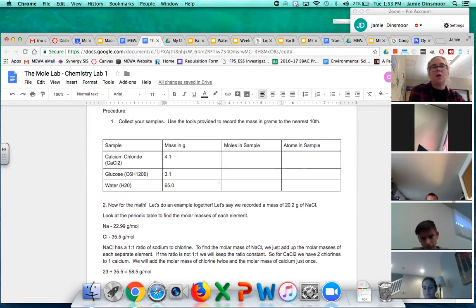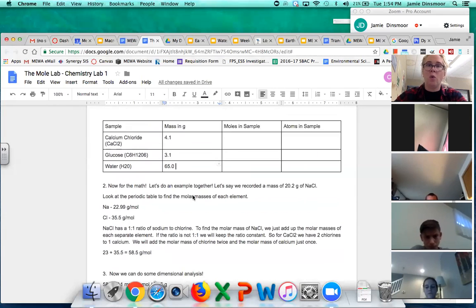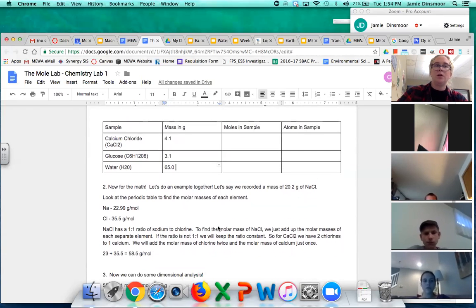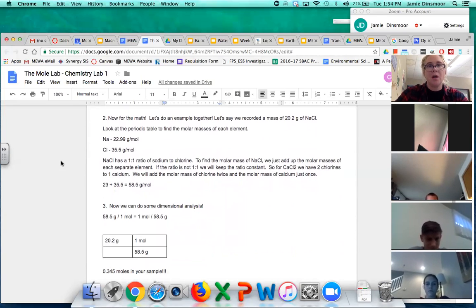samples. So I did an arbitrary example here of sodium chloride, which is regular table salt, to show you a full example of how to do this. Then we're going to do a little check-in. If you feel like you can do the math on your own, you're going to be able to leave the session. And if you'd like to do one example together of the three that we have recorded masses for, then we'll do that one together. So here is an example not related to the math we're going to be doing for our samples, but let's say that we recorded a mass of 20.2 grams of sodium chloride.